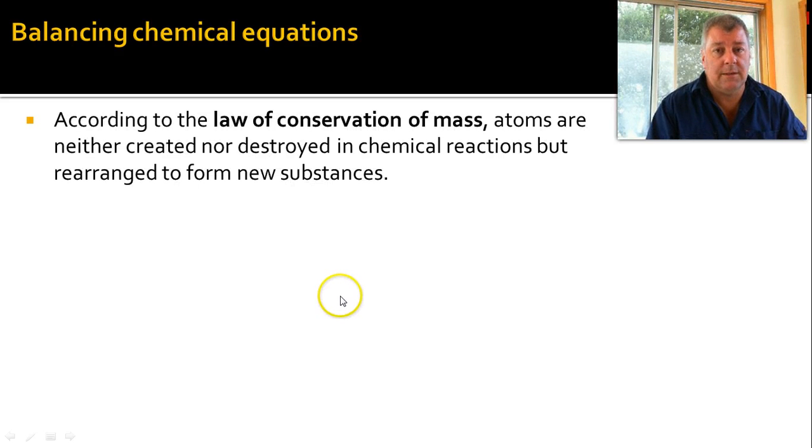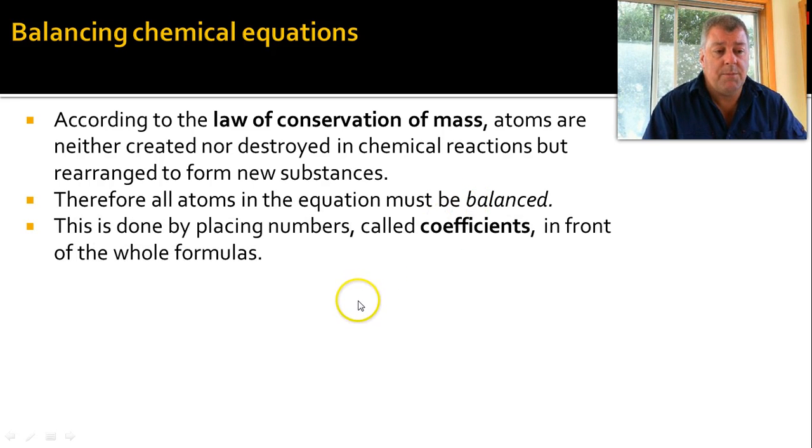Why do we need to balance chemical equations? It's because of the law of conservation of mass, and that tells us that atoms cannot be created or destroyed in chemistry. They can generally be rearranged into forming new substances. And so we've got to make sure that when we write a chemical equation, we've got as many atoms before as we have after, and vice versa.